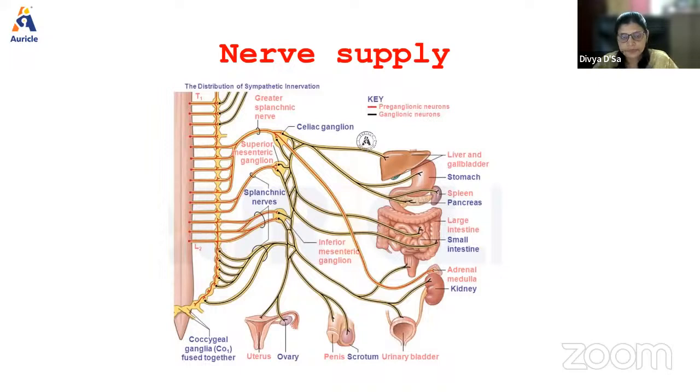Now the nerve supply of the jejunum and ileum. It has both sympathetic and parasympathetic nerve supply. The sympathetic supply is through the splanchnic nerves, which relay in the superior mesenteric ganglion. The splanchnic nerves come to the superior mesenteric ganglion, and from there begin the postganglionic fibers, which supply the small intestine.